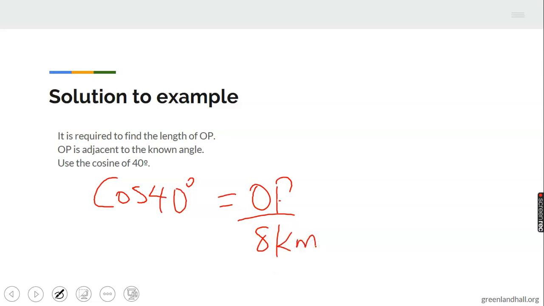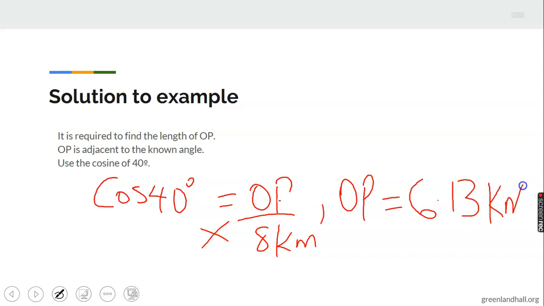So once you do this, you cross multiply. That is OP equals cos 40 multiplied by 8. Press cos 40 multiplied by 8. That is 6.128, which is about 6.13 kilometers.